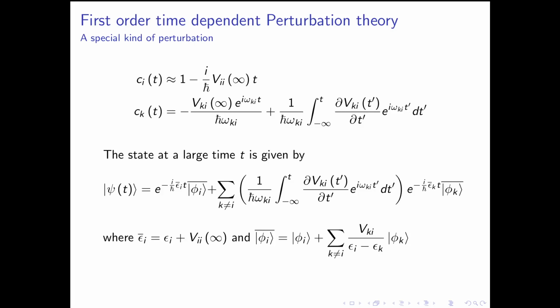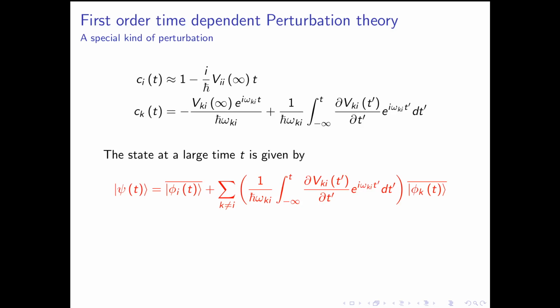So if you use the fact that phi_i bar, phi_k bar, in general a general phi_n bar, is going to evolve with the perturbed energy epsilon_n bar, and that is, it is going to pick up phase factors of e to the minus i by h cross epsilon_n bar times t, we can write down psi of t in this form. Psi of t is basically phi_i bar of t, which is the time-evolved perturbed energy eigenstate, the ith energy eigenstate, plus a correction term which comes from the second term. Let us now take a look at what these terms actually mean.